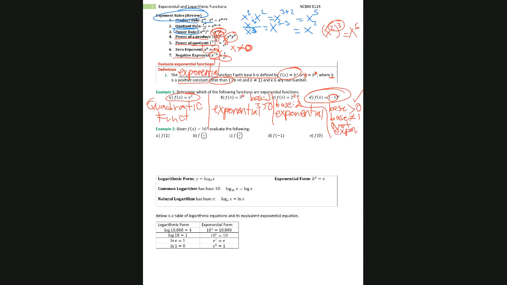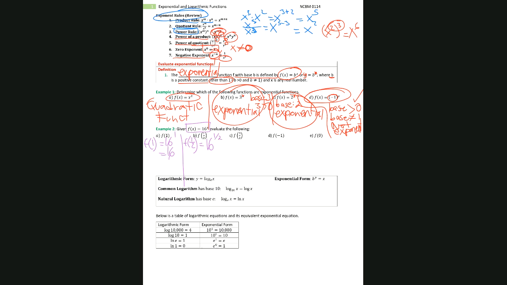So only B and C were exponential. For example 2, we need to evaluate the exponential function, and that function is 16 to the power x. So here we're going to have f of 1 will equal 16 to the power 1, so that is going to be equal to 16. For the next one, we have f of 1/2, and so that will be 16 to the power 1/2.